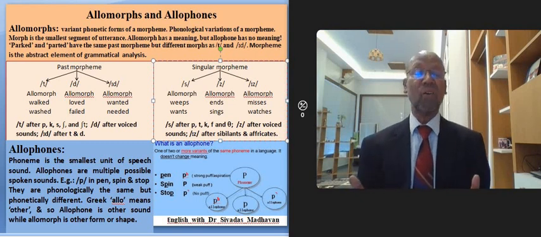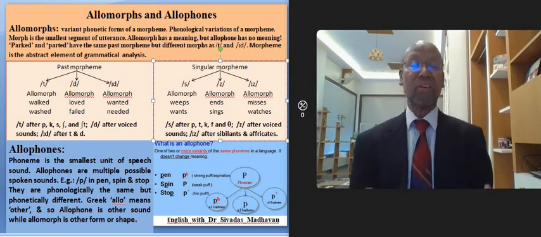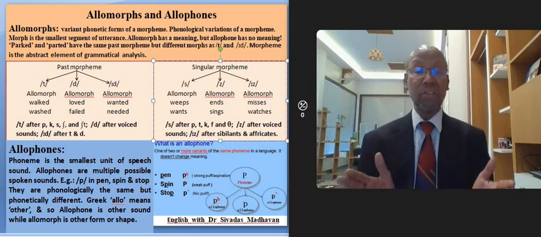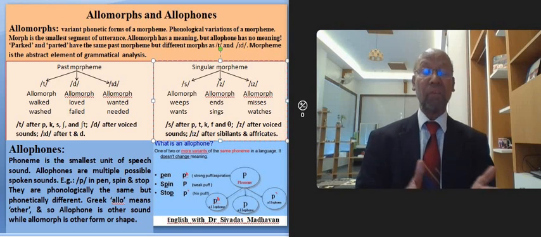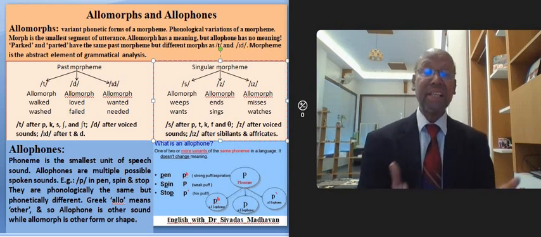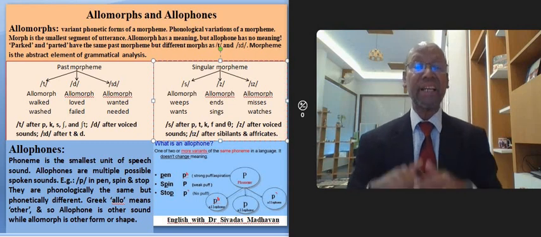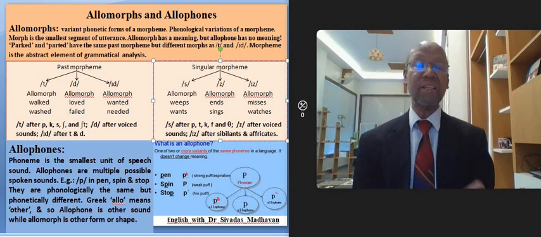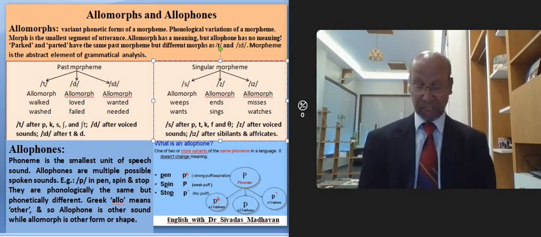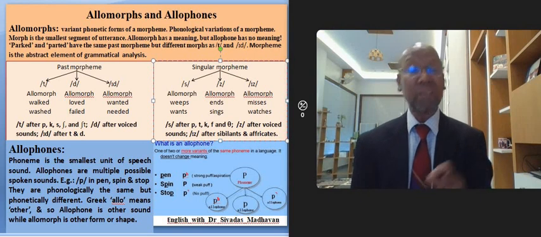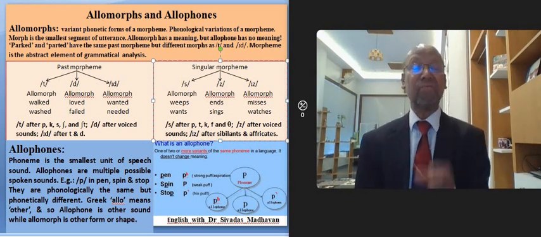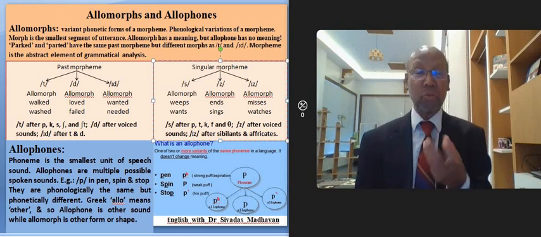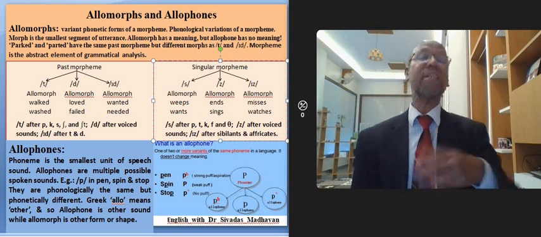And in the case of allophones, allophones are the variants of a phoneme. The phoneme is the same, but the realization of the phoneme is different. Allophone is a variant of a phoneme. So it is phonologically the same, but phonetically different. Phonologically the same phoneme, but phonetically, as the sound is produced, it is different.